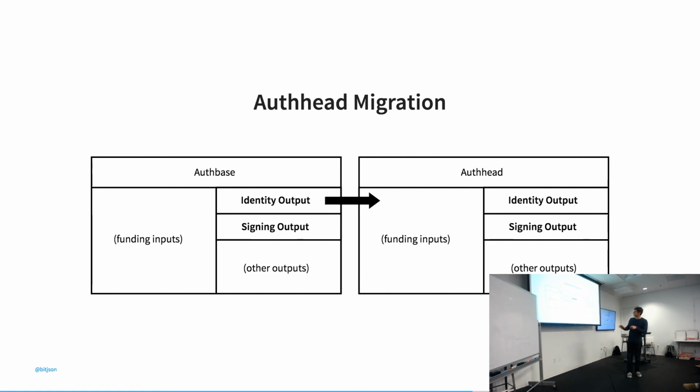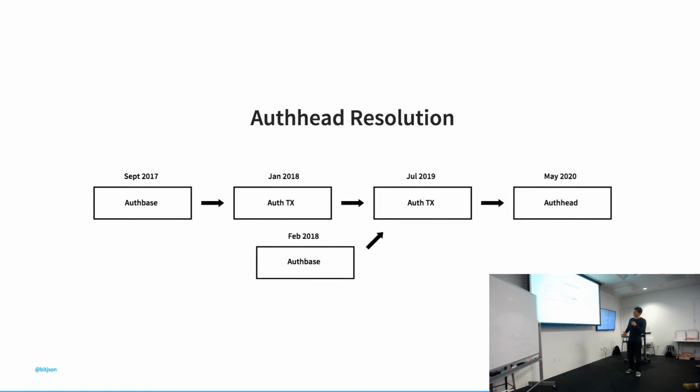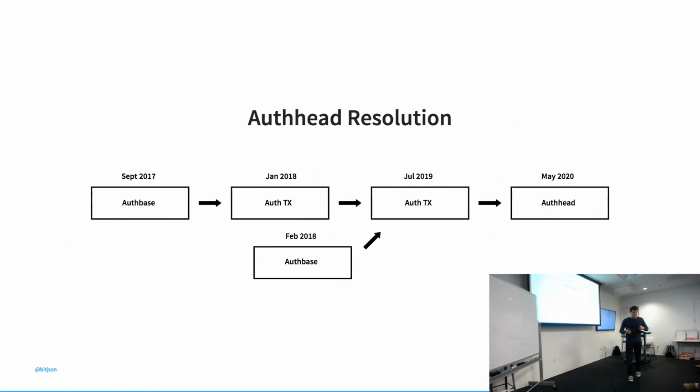But the thing to note here is we're sending the identity output of our auth base to the next transaction, and we now call this the new auth head. And this is the most important piece here. So here's then what we can do. We can resolve the latest auth head given any transaction ID.